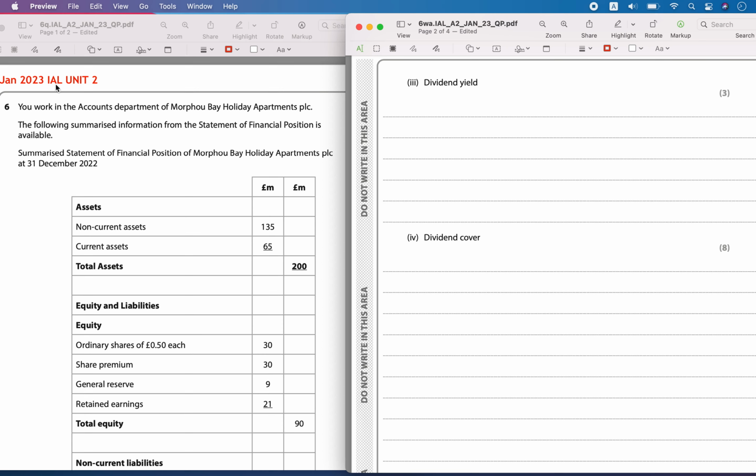Hello, today we are solving Jan 2023 IAL Unit 2, question number 6, part 3. What is the dividend yield? Let's calculate the dividend yield.